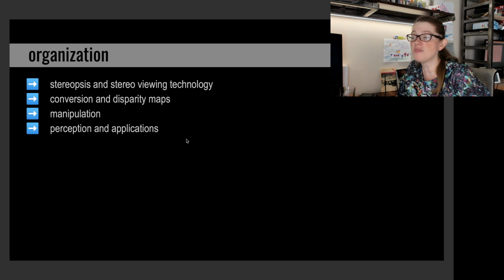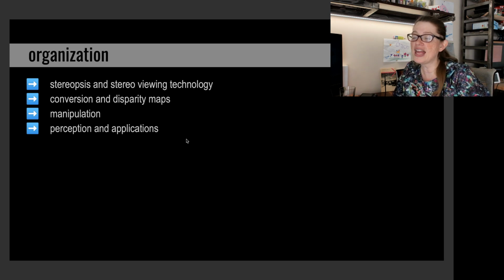The first area is stereopsis and stereo viewing technology. So this is going to go into much greater depth about how the human brain perceives depth, what kinds of things cause discomfort, why does it cause discomfort, what are some of the general rules that we need to obey to create good 3D content, and going into, of course, greater depth about how do some of these different stereo viewing technologies actually work. So that's the first module. The second one is about conversion and disparity maps. That's probably one of the biggest areas because conversion is very much an unsolved problem, as is producing disparity maps. And you can't really do much with stereo without a disparity map. So it's a very important topic.